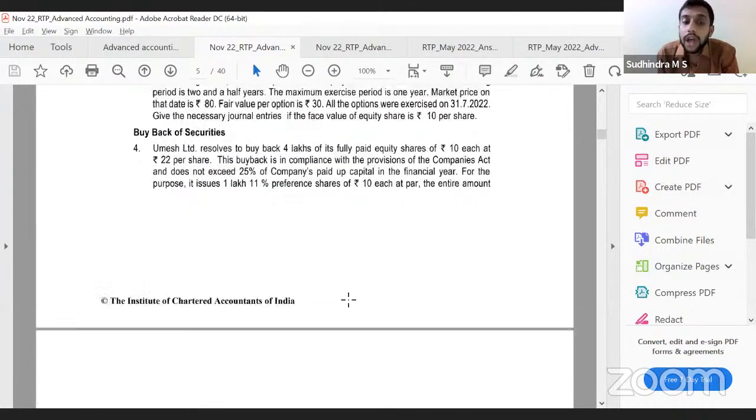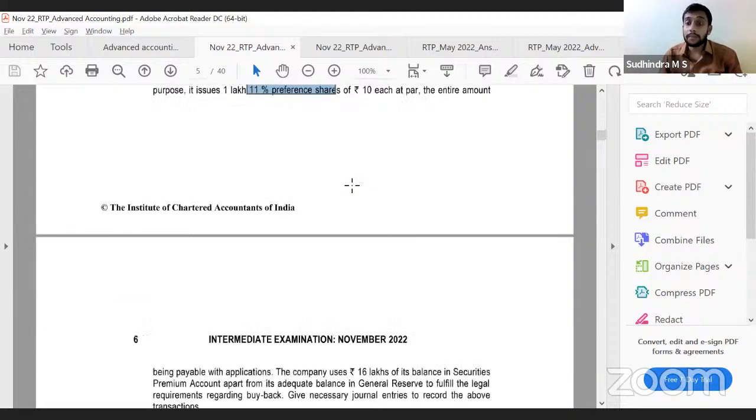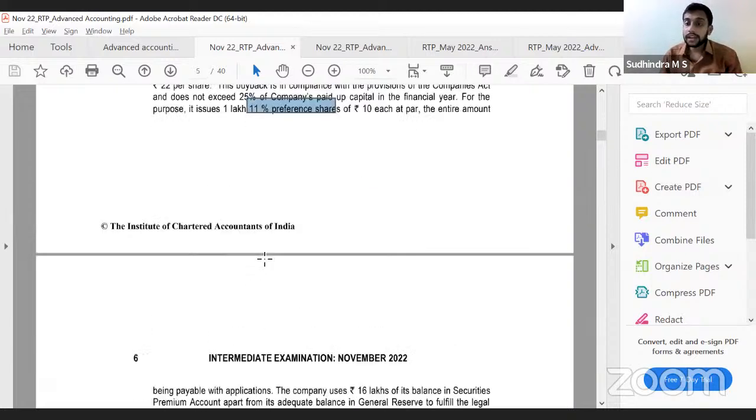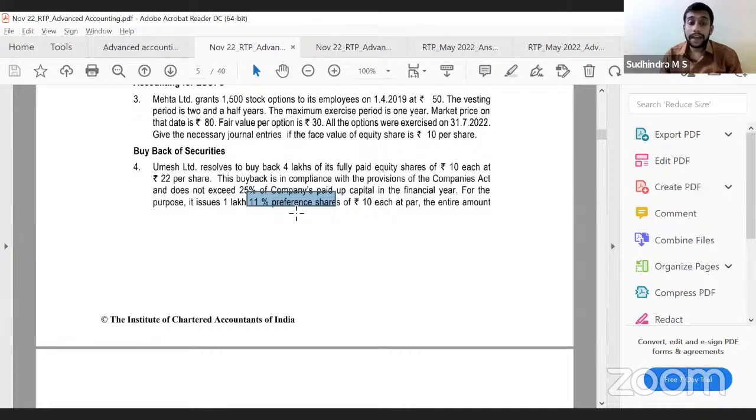First, we have to allot the shares, 11% preference shares of rupees 10 each, 1 lakh shares. So 1 lakh into 10 rupees, 10 lakhs is the amount that we are receiving. Everything is received at the time of application itself. Right? So bank account debit to 11% preference share application account, 11% preference share application account debit to 11% preference share capital account. Then we have to pass the buyback due entry.